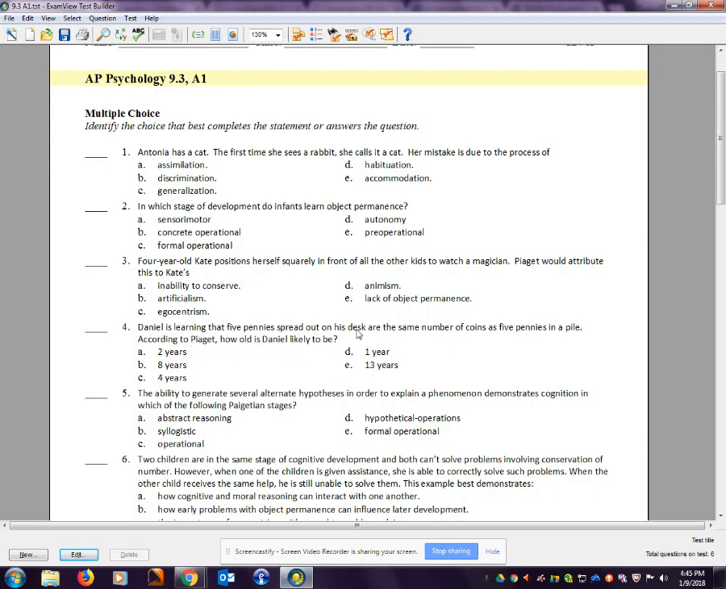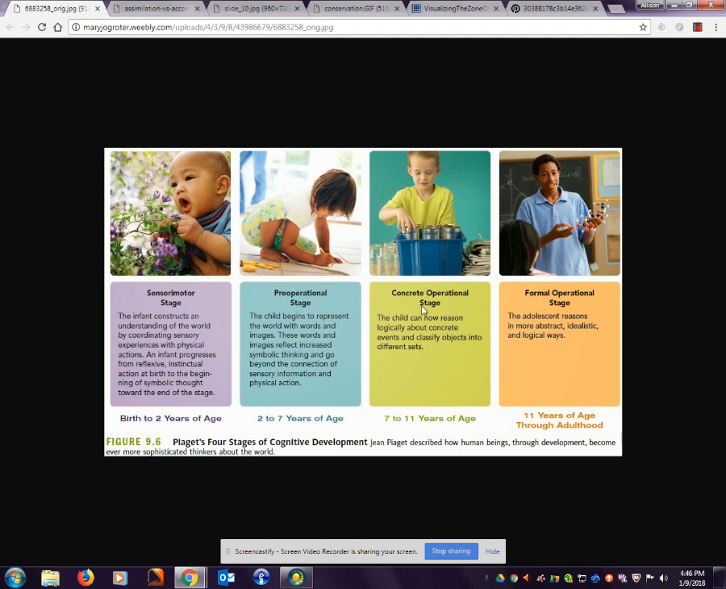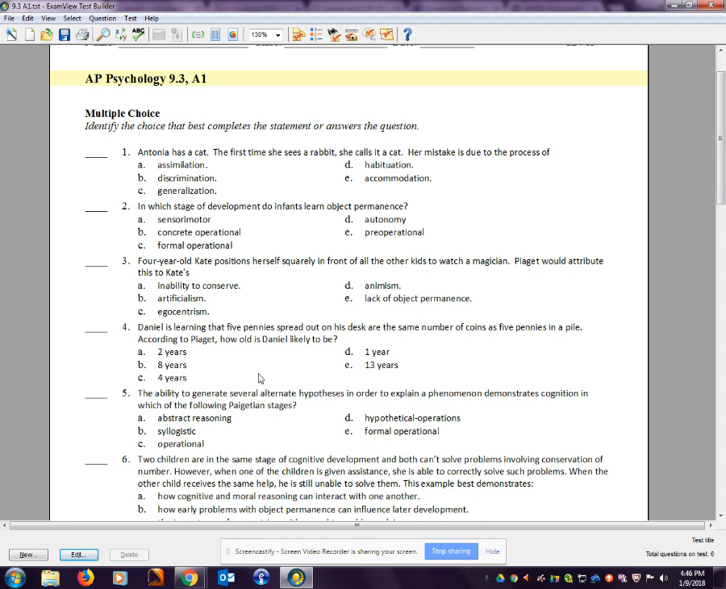Daniel is learning that 5 pennies spread out on his desk are the same number of coins as 5 pennies in a pile. According to Piaget, how old is Daniel likely to be? If he's learning about this, what Piaget found is that the period that works best is that third period, concrete operational stage. So how old would you be? Somewhere between 7 and 11. So we see that it's between 7 and 11, and the only answer choice is 8 years old.